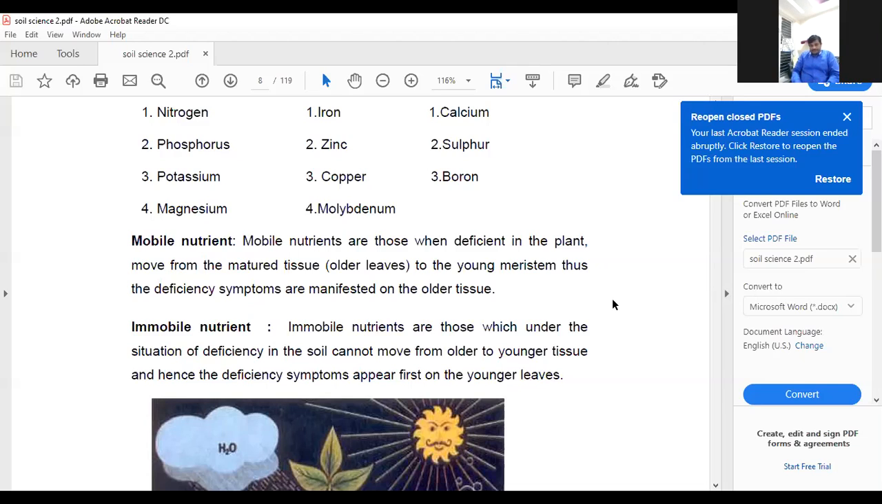Immobile nutrients. These are those nutrients that, under a situation of deficiency in the soil, cannot move from older to younger tissue, and their deficiency symptoms first appear on younger leaves, that is freshly produced leaves.